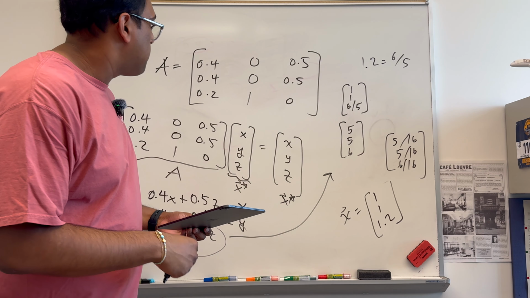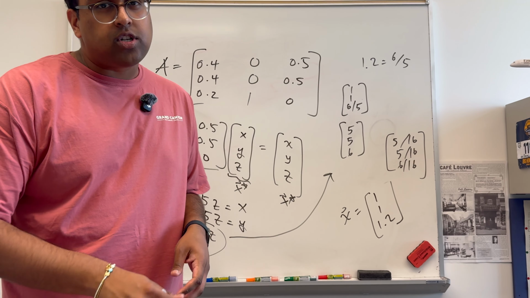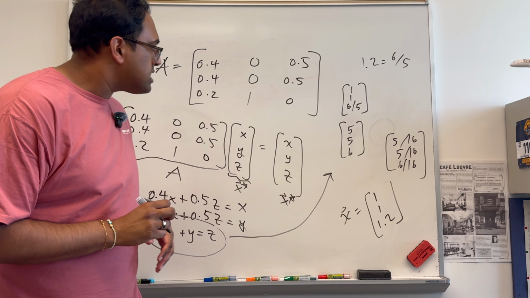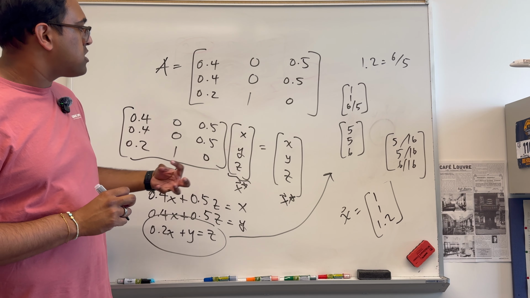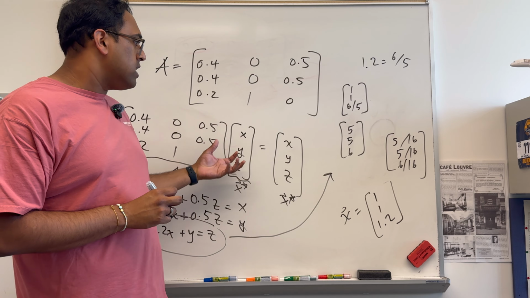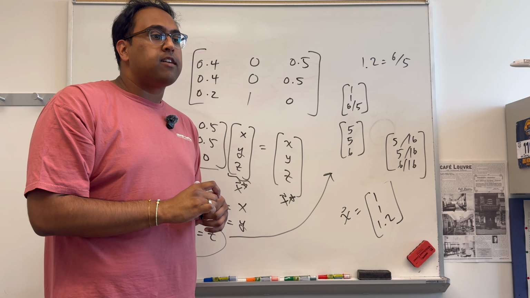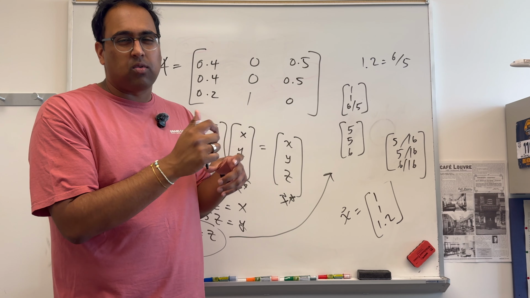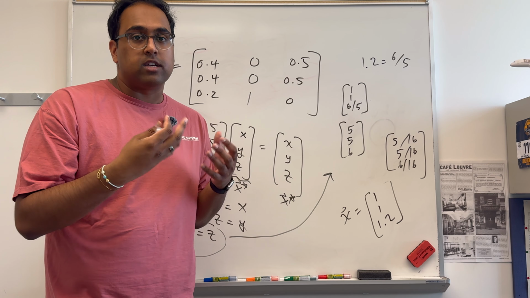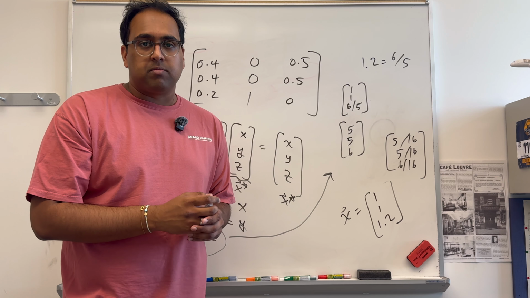Okay, big idea. The long run fraction of time spent in each state is the eigenvector corresponding to the eigenvalue 1 of the adjacency matrix. And among the infinitely many eigenvectors for the eigenvalue 1, you pick the one whose components add up to 1 because you can interpret that as a probability distribution.